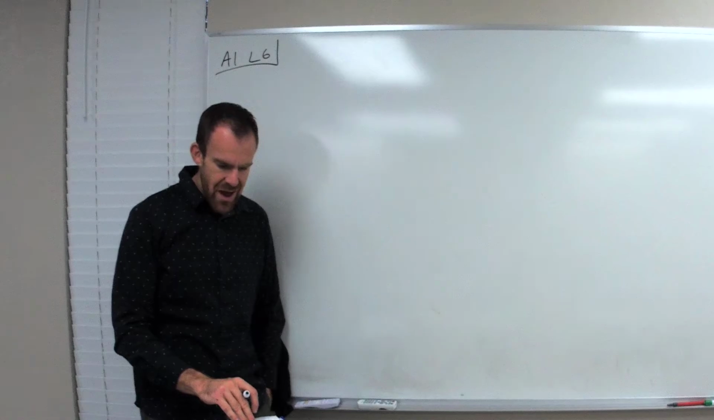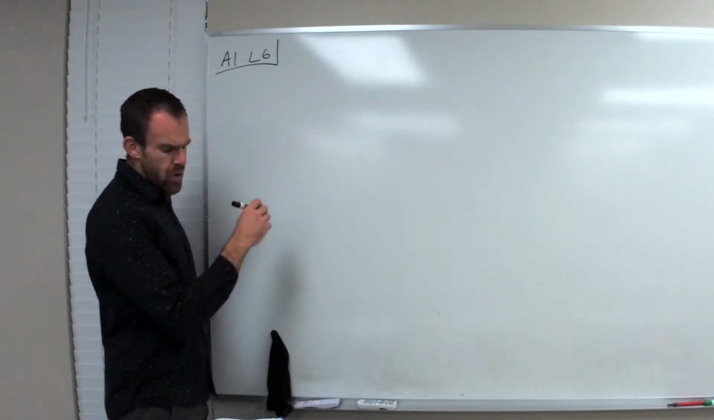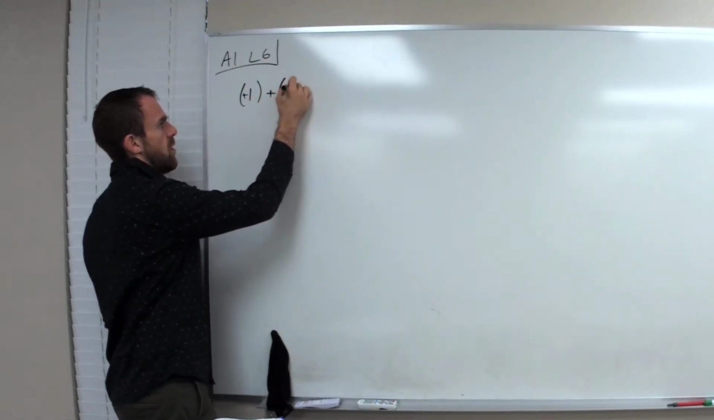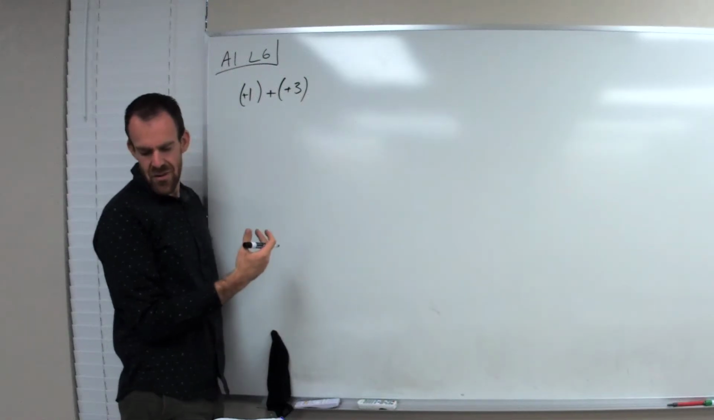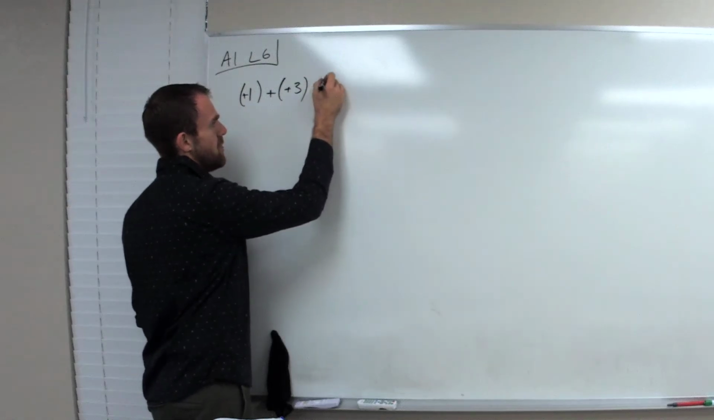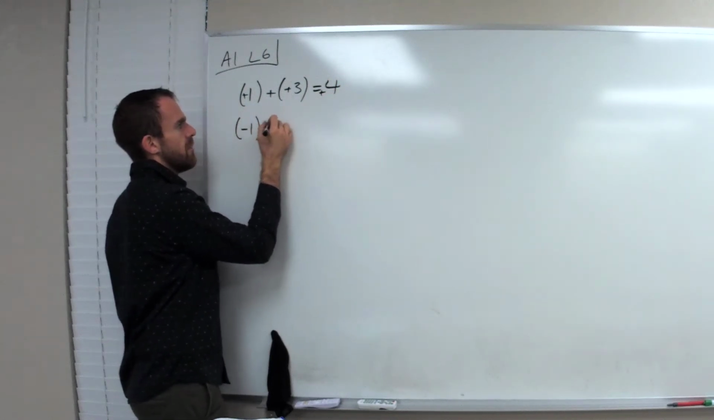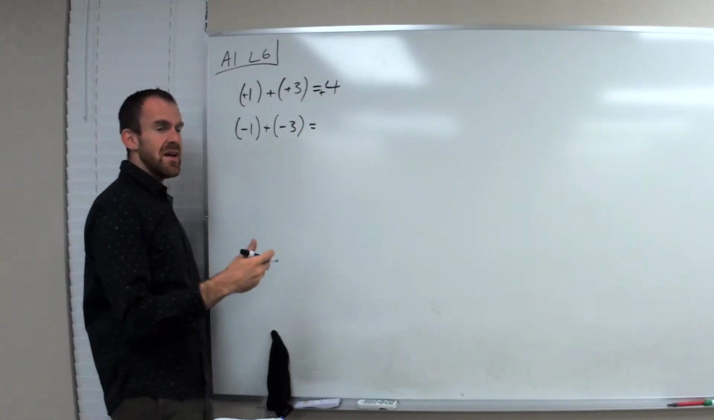We are going to add 1 and 3. Right? 1 plus 3 is 4. Perfect. So we are going to make that positive 4. Now what if we add negative 1 and negative 3? Well, that equals negative 4.